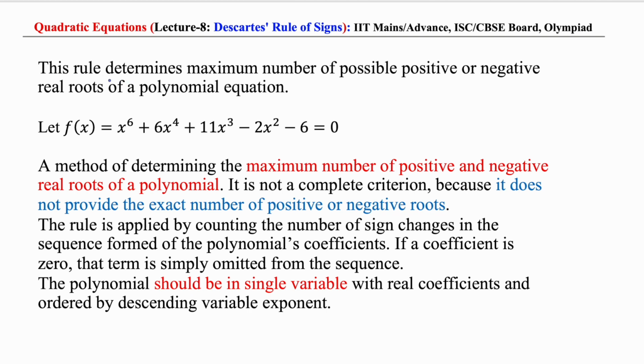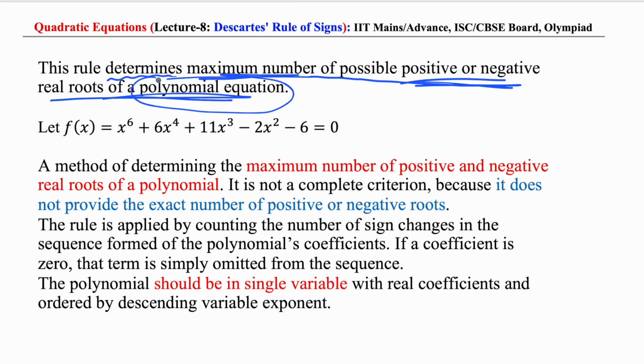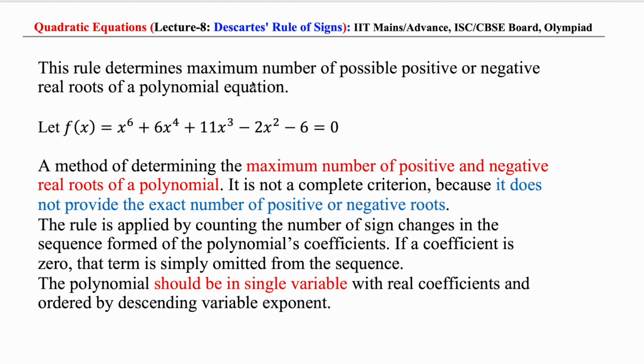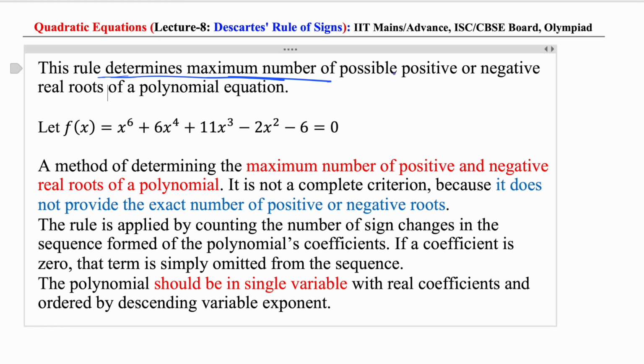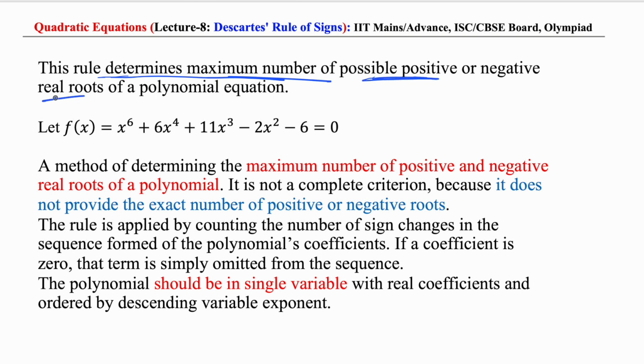This rule determines the maximum number of possible positive or negative real roots of a polynomial equation. So here it is a polynomial equation. It must be a polynomial. So this is true for a polynomial equation, first thing. And it determines the maximum number of positive and negative real roots. It tells about the real roots of the polynomial only.